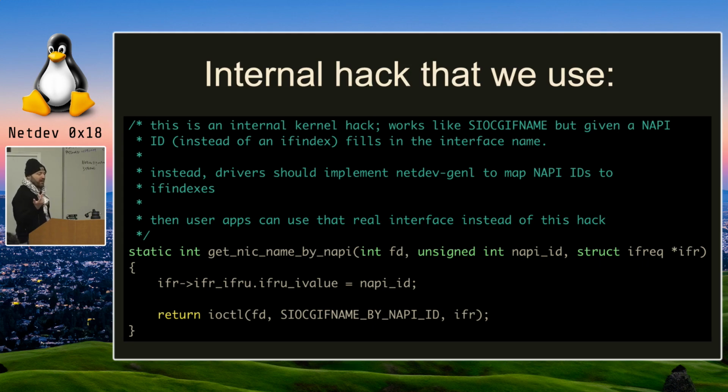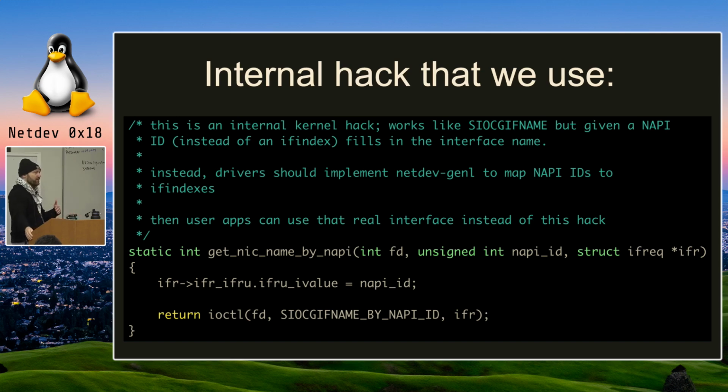The internal hack that I coded up for this is really bad, but there's a reason why, and I'll explain in a second. Basically I hacked an existing ioctl, the ioctl for get ifname. Generally the way ifname is used is you give it an ifindex and you get an interface name back. I basically added an extra way so that you can pass in a NAPI ID and get an interface name back.